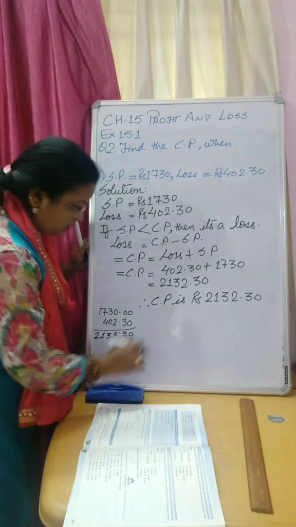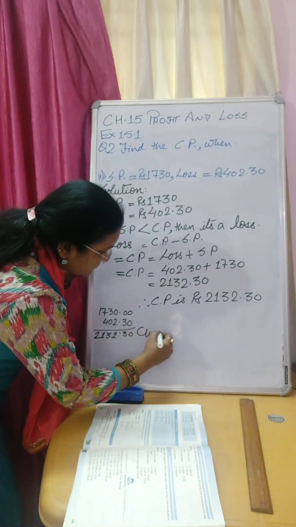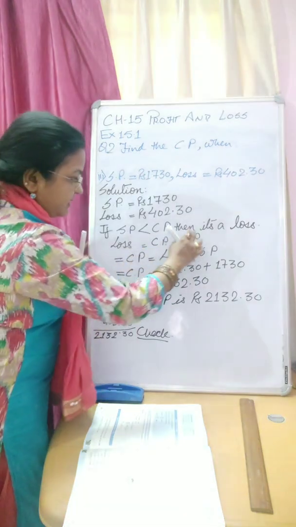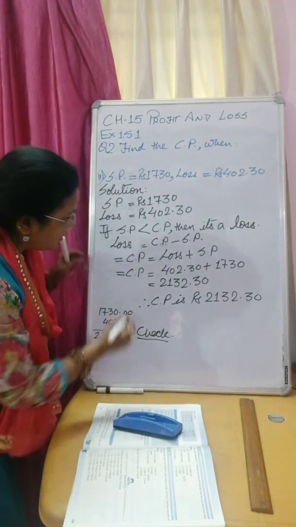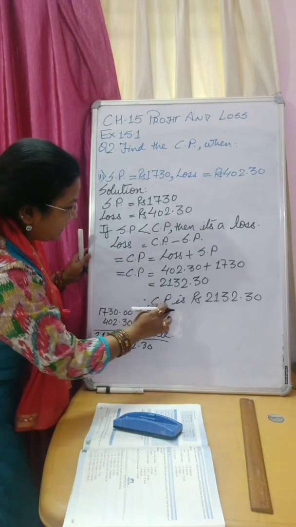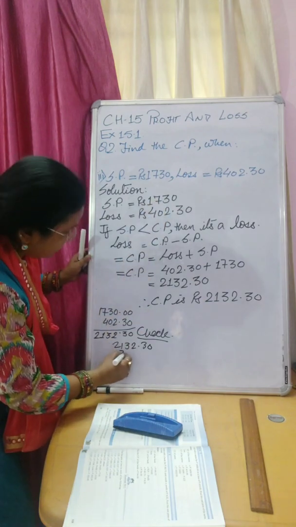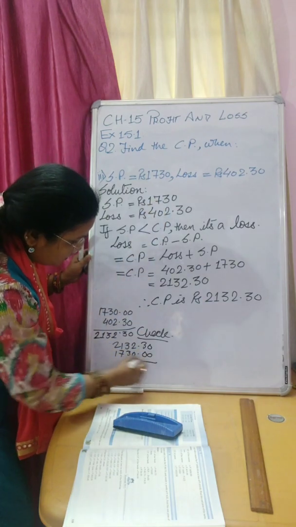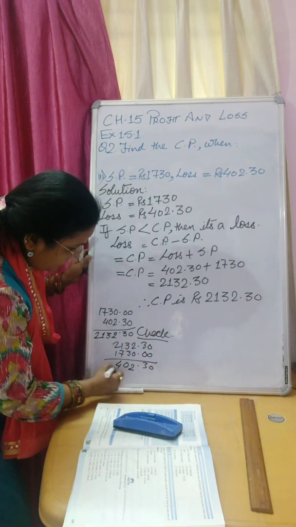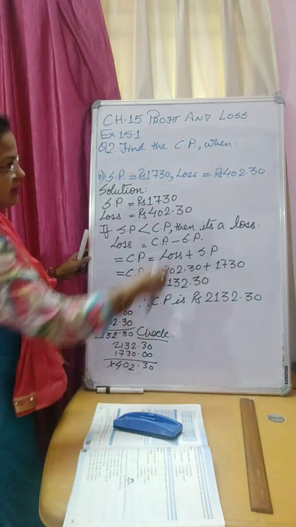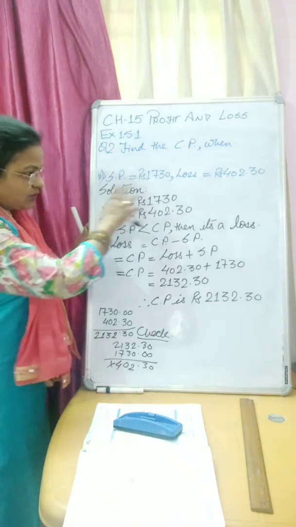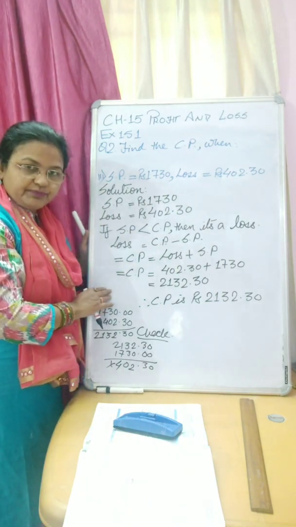You can check your answer also. Check. How are we going to check? We know that loss is equal to CP minus SP. Now we'll subtract. What is CP? 2132.30 minus SP 1730.00. So 0, 3, 11 minus 7, 4, 402.30. Loss, we got it. So this CP is correct. This is how we are going to find out the CP. Thank you, children.